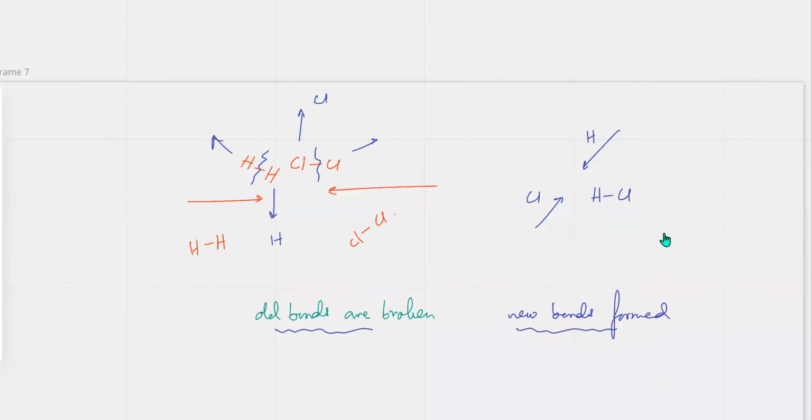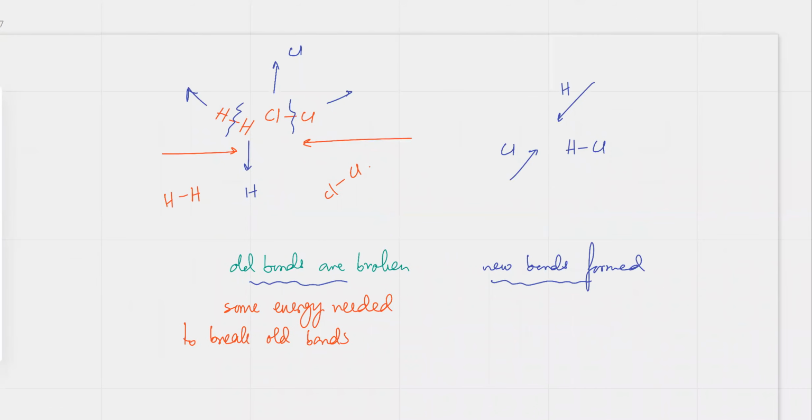So the problem is the first step. Whenever a reaction happens, some energy is needed to break the old bonds. A lot of the time, the old bonds are very strong, so some energy is needed to break them. Particles need to bump into each other, to collide, with enough force.